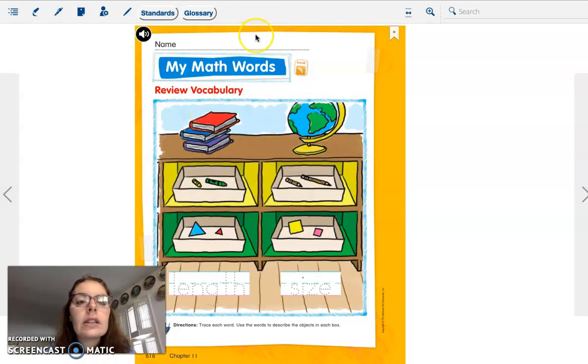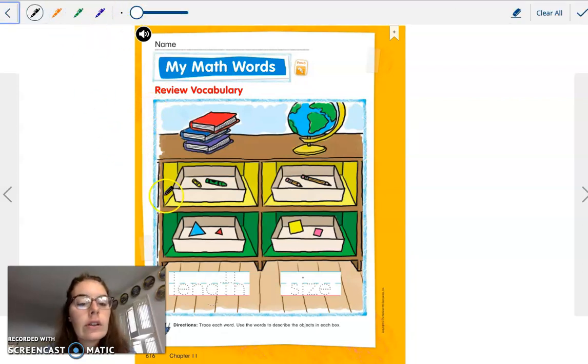Okay, so we're going to work on a couple vocabulary words, okay? So we are going to first trace down here. So this one right here says length. Everybody say length. L-E-N-G-T-H. Length. Length means something like how long something is.